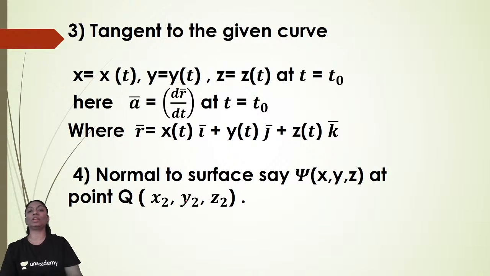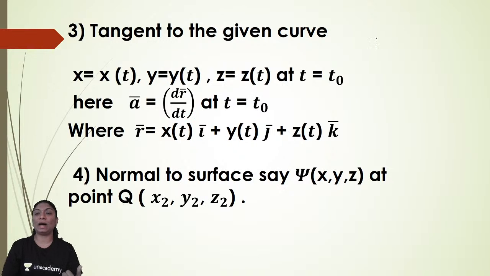Now tangent to the given vector. So what is the tangent to the given vector? Okay, tangent is nothing but the slope of the given vector. So see, x is equal to x of t, some function of t is given, y is equal to y of t, z is equal to z of t, and at t is equal to t0, some point is given. Then, as we know, in the last lecture we have seen what we mean by dr by dt. dr by dt is the velocity vector.